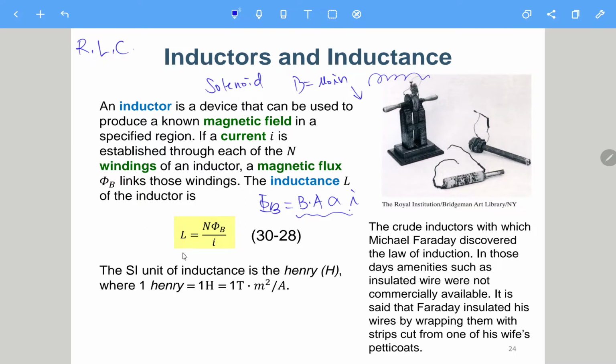Okay, and actually the SI unit for inductance is the henry, short form H, capital H. If you don't really remember, let me just recall it. For resistance, the SI unit is ohm, for capacitance the SI unit is farad, and for inductance the SI unit is henry.